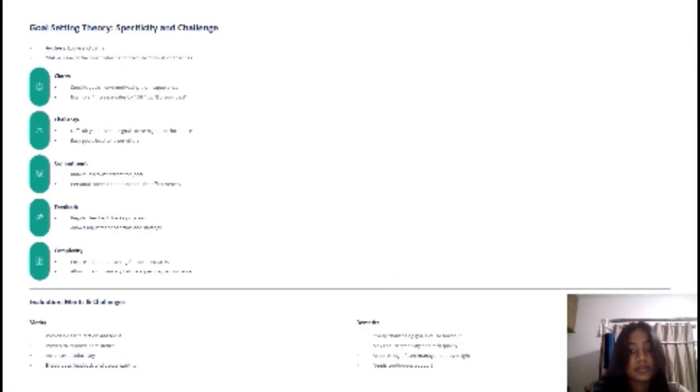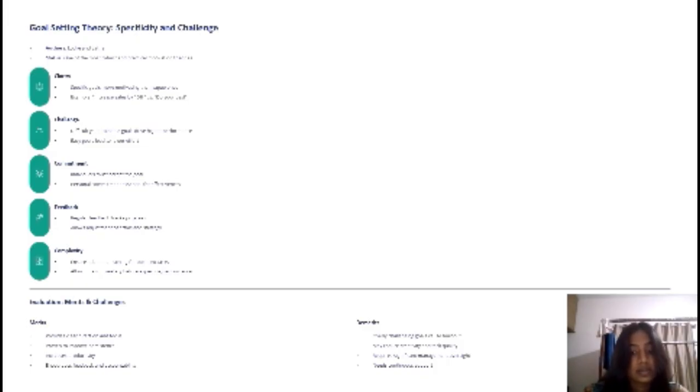The core concept is that specific and challenging goals lead to higher performance than vague or easy ones. It was developed by Edwin Locke and Gary Latham. The theory's famous quote summarizes it perfectly: setting clear, achievable, and challenging goals motivates people to perform better. Goal setting works because it gives purpose and focus.